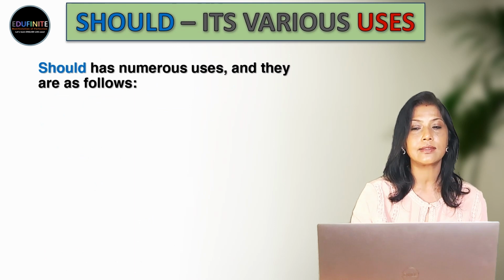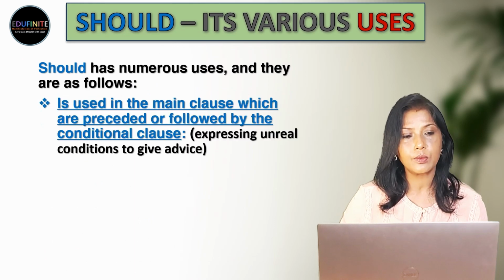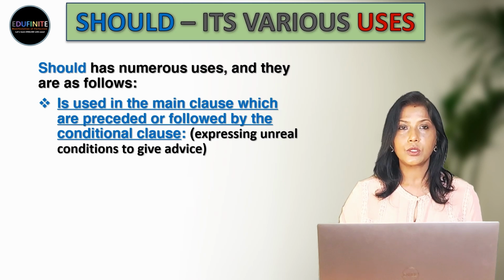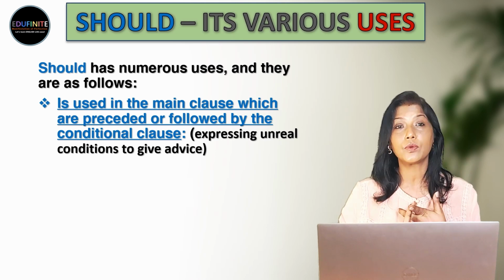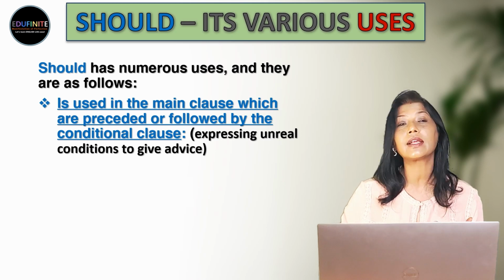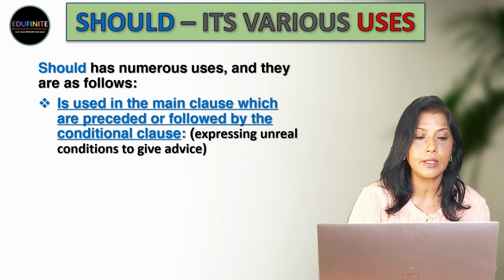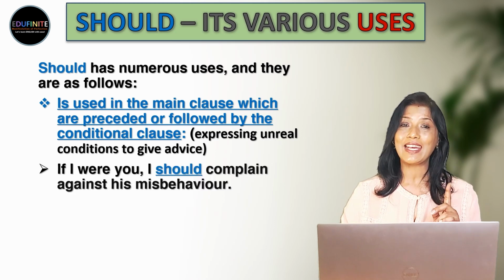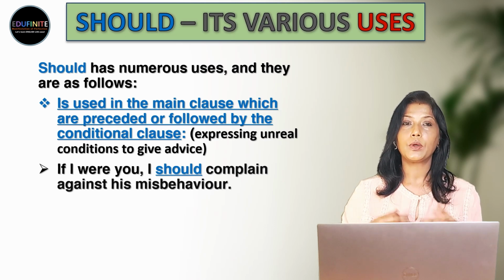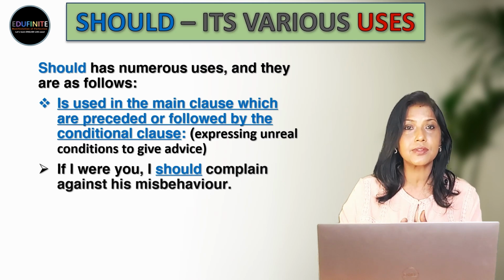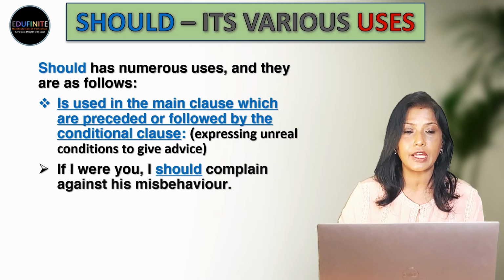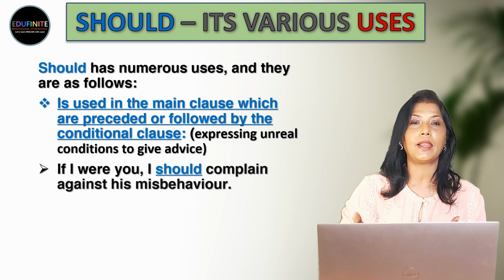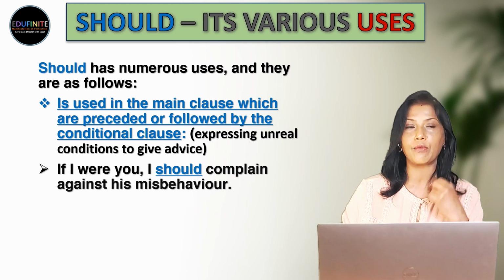The next usage is as, is used in the main clause which are preceded or followed by conditional clause. So if there is a conditional clause before it or after it, in that case, in the main clause, we will be using should. And that is to express unreal conditions to give advice. For example, if I were you, I should complain against his misbehavior. So, what am I trying to say? This is unreal because I'm not you. But I'm trying to say that if I were in your shoes, then I wouldn't tolerate it. I should complain against his misbehavior. That means I'm trying to give the advice, that you should complain against his misbehavior, because if I were in your shoes, I would have.